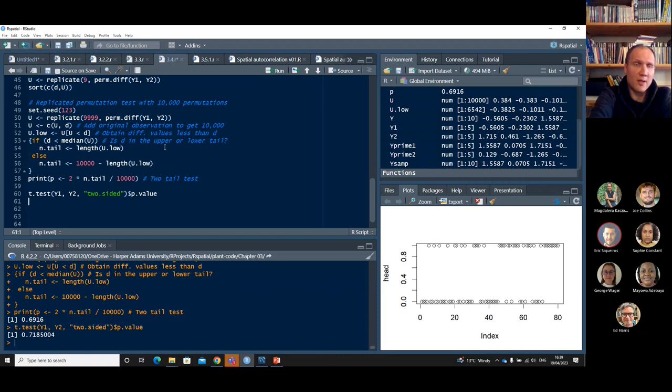And let's compare it with the result of the t-test. That's the traditional method of doing it. And it's 0.72, so it's fairly close.